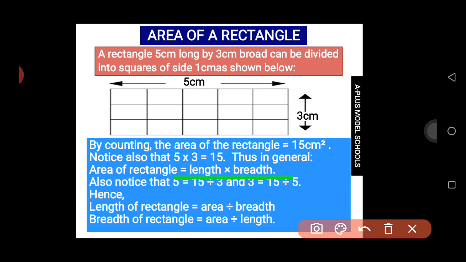And if you want to look for the length of a rectangle, the formula is area divided by the breadth. And if you want to look for the breadth of a rectangle, the formula is area divided by the length. So you can see, once you know one of the formulas, you already know the remaining. So if the area of a rectangle is length times breadth, then the formula for finding the length of the rectangle will be area divided by the breadth. And if you want to look for the breadth, that will give you area divided by the length.